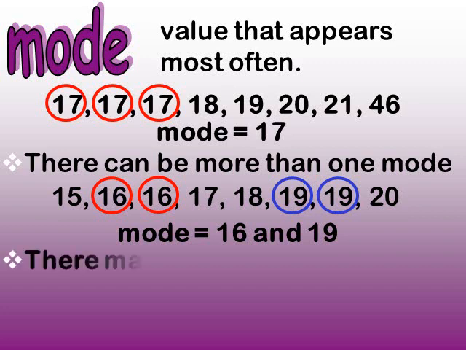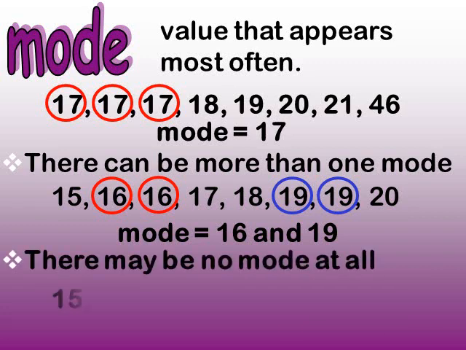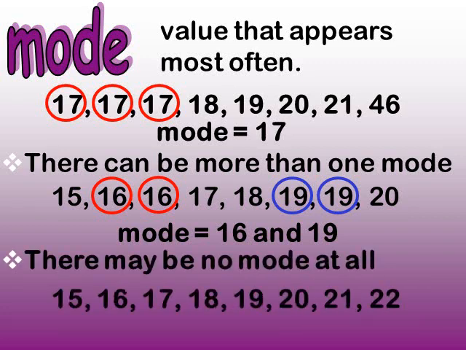There can also be no mode at all. Here, every single value appears once. Therefore, there is no mode because nothing appears more than any other value.